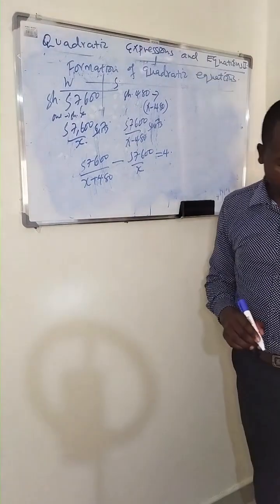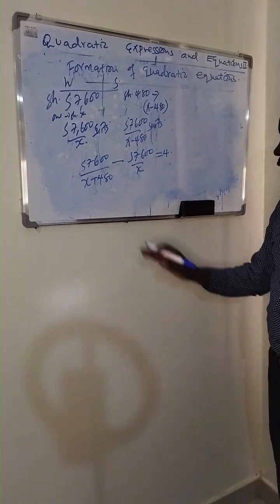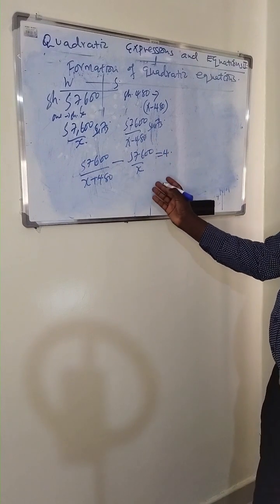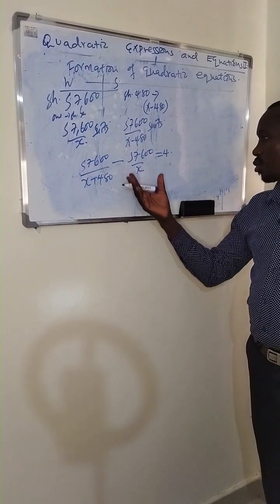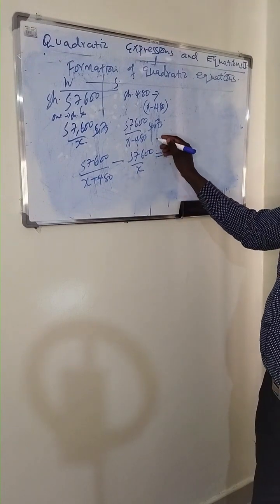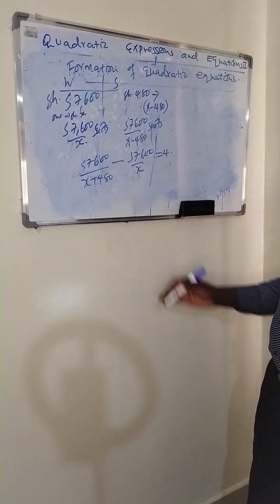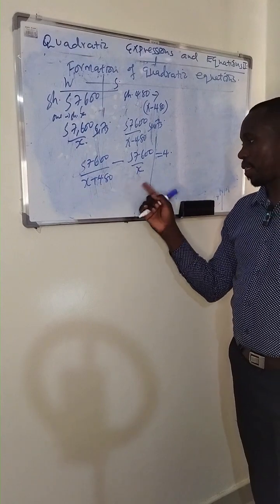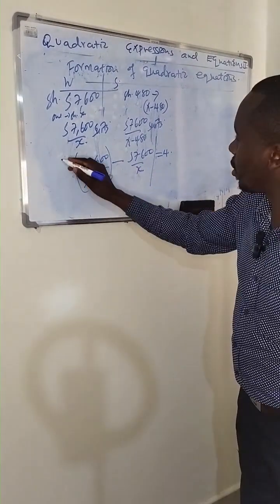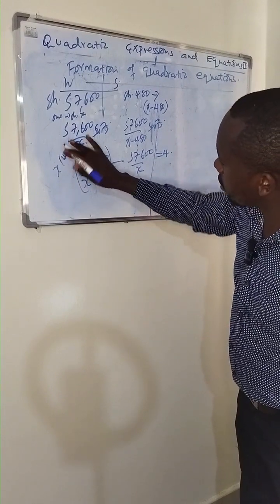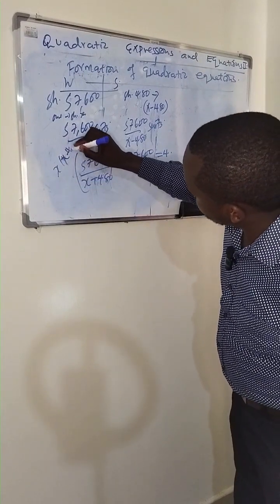In that case, we have an equation from which we can form a quadratic equation. To be able to solve this part, I encourage you to solve it first, where you first get the LCM of x minus 480 and x, which is x times x minus 480.